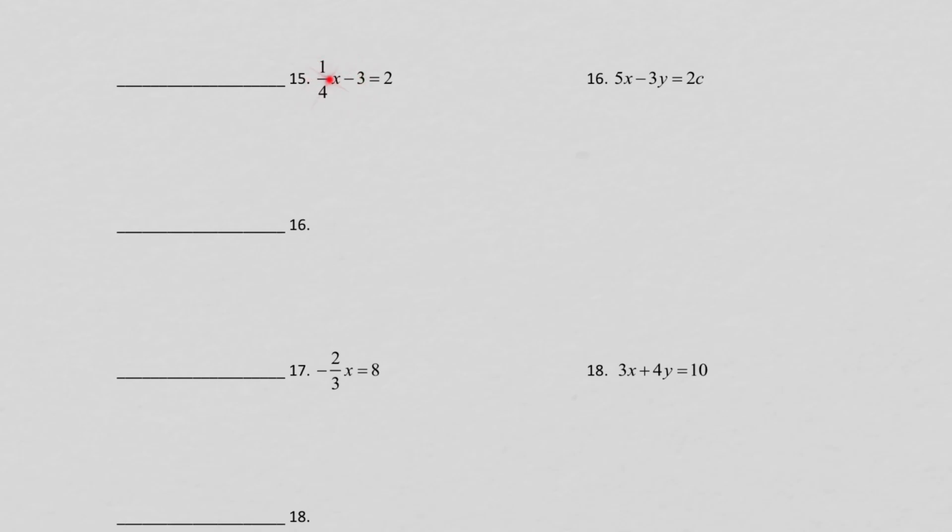Okay, I'm going to leave this alone, and I'm going to move this by adding it to each side. So I'll have 1/4 x is equal to 2 plus 3, which is 5. And then I'll multiply each side by 4. This will cancel, and we'll get x is equal to 5 times 4 is 20.